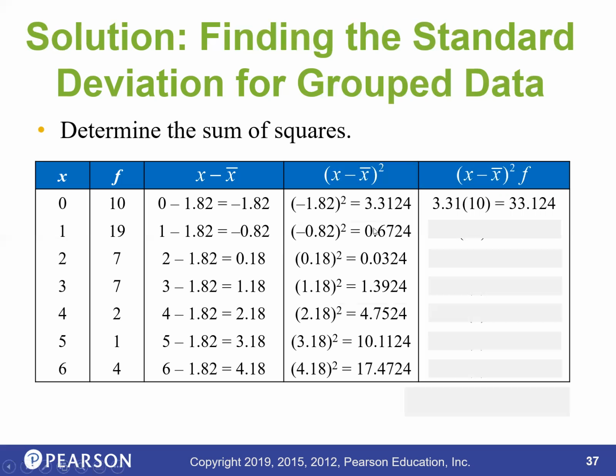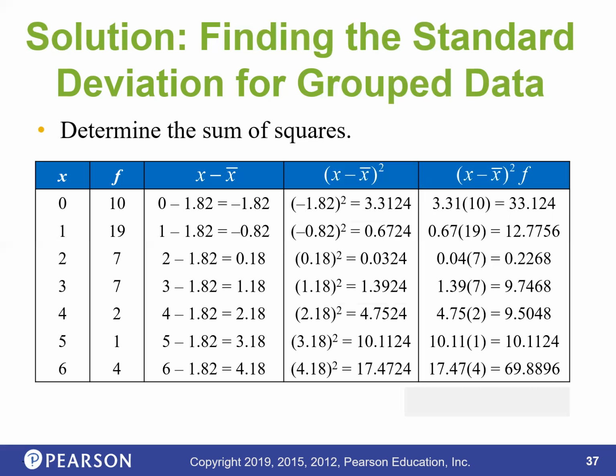All right, let's see, 0.6724 times 19. Anybody with that one? So 19 times 0.6724. So perfect. Okay, cool. Now that you guys have done it a little bit here, let me give you the rest of the answers, and you guys just check to make sure that's the same answer as yours.